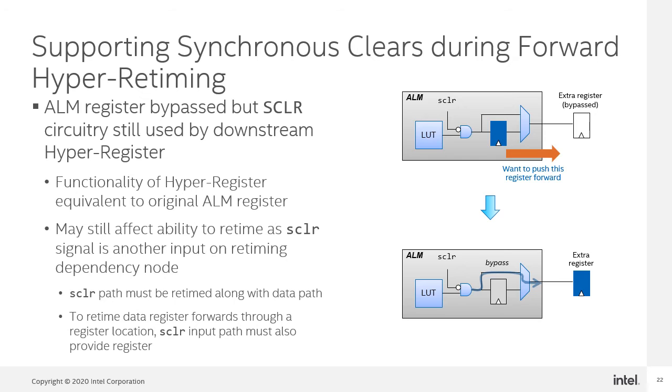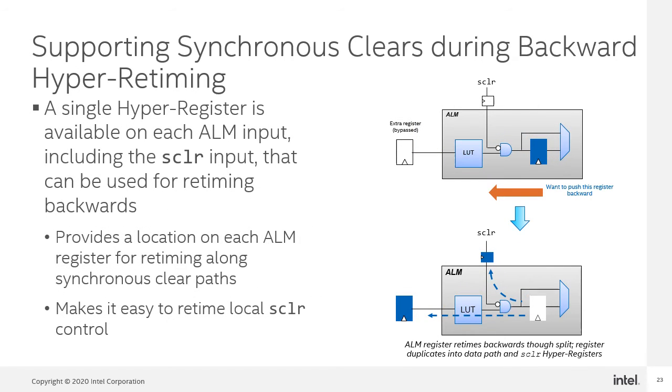The challenge here is that to do this, an ALM register location is still required, even though the ALM register itself is not used. This may make it difficult to retime, as this adds another input to the retiming dependency node, which can hinder retiming, as this means an extra synchronous clear input must be able to provide or accept a register in order to support other retiming moves. In addition to hyper-registers on routing channels, you will also find hyper-registers on all ALM inputs.